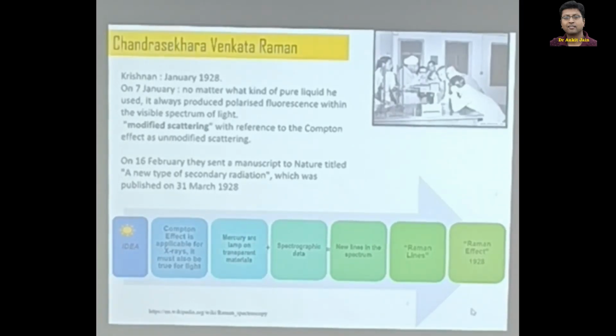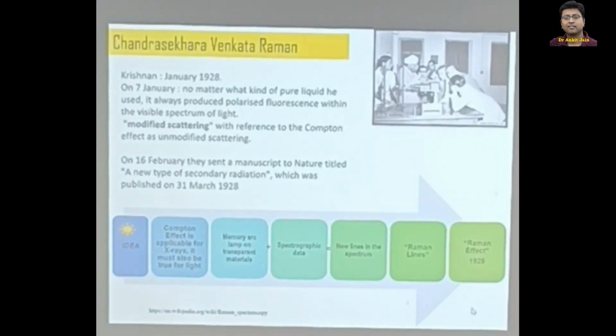And on 16th February, they finally sent their manuscript titled "A New Type of Secondary Radiation," for light, not X-rays, but light. At that time we are talking about 1928, so we are not talking about the 1960s. Lasers were invented in the 1960s. In 1928, mind you, there were no lasers.